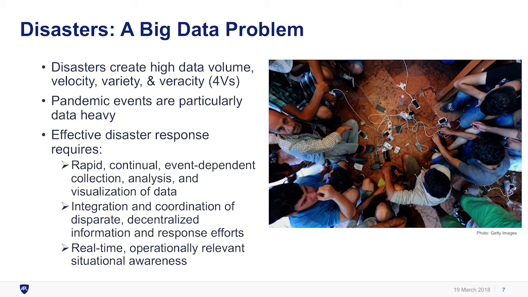We think about disasters at the Applied Physics Lab as a big data problem, and I try to use that word sparingly because I know it's a buzzword, but I actually think by definition disasters are a big data problem. If you think about data volume, velocity, variety, and veracity, disasters have a massive amount of data. That data is coming in quickly, it's heterogeneous, it's structured, semi-structured, unstructured. It is changing as quickly as it's coming in, and understanding what's true versus not.